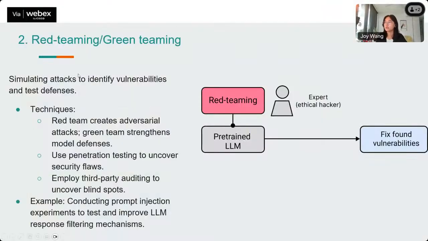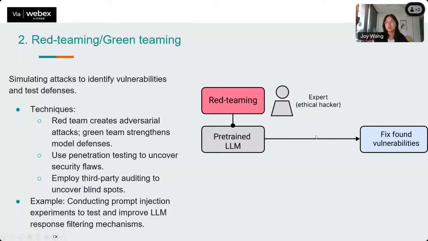So another stream of techniques that is commonly used in cybersecurity, but can also be used for large language models, is called red teaming or green teaming. Basically, this involves a group of cybersecurity experts who know large language models very well. Based on one model, they will conduct a lot of adversarial activity, trying to attack the model to identify the vulnerabilities. So the green team can fix these vulnerabilities and develop defense strategies.